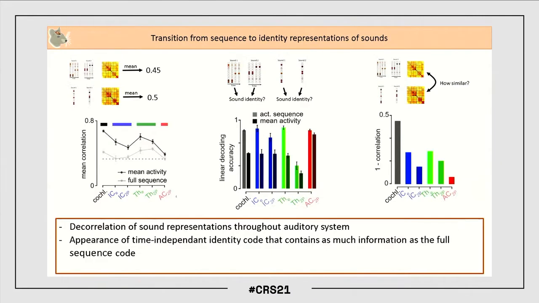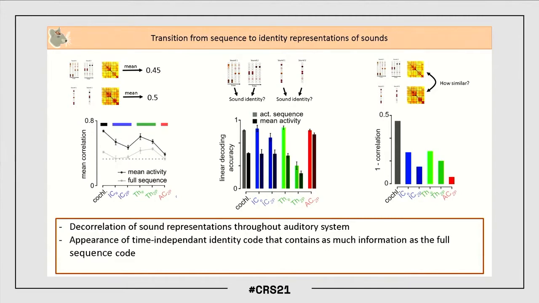So if we quantify this, first by doing what I just asked you to do, by looking at the overall color, looking at the average correlation, we see, on the graph on the left, the light gray curve that represents the full sequence activity, that decorrelation happens quite early in the system, between the cochlea and the colliculus.